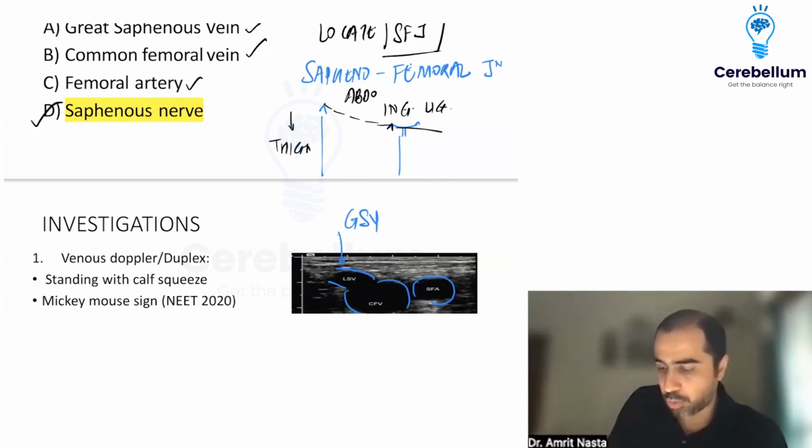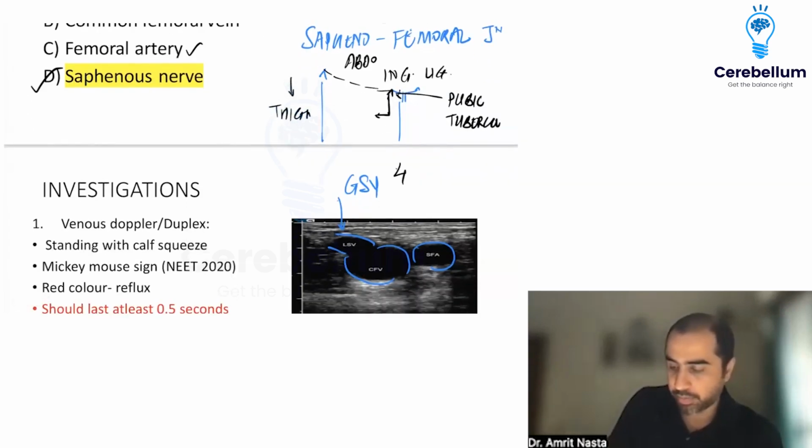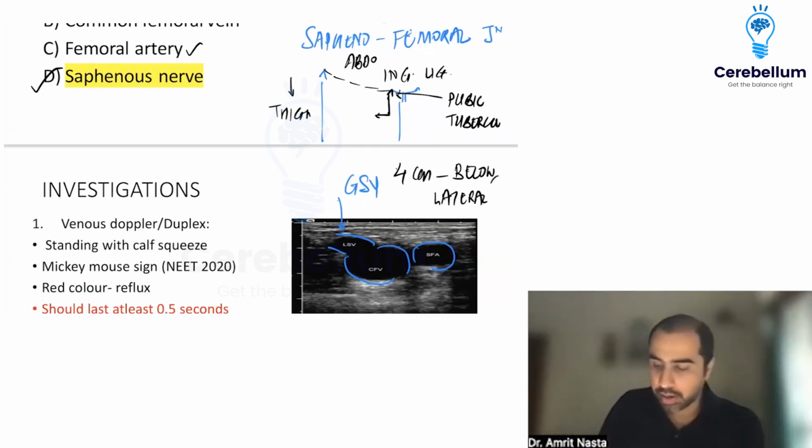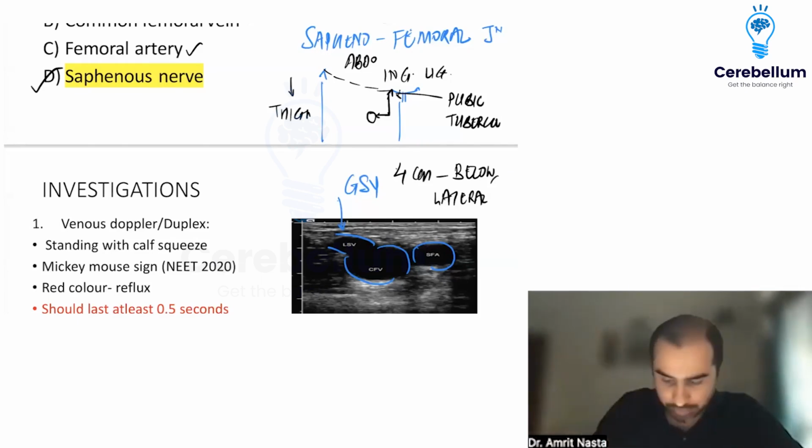This is the pubic tubercle. And you have to go 4 centimeters inferolateral, 4 centimeters below and lateral, approximately, to the pubic tubercle. That is where, over here somewhere, the saphenofemoral junction is going to be, approximately. In you and me, that is where it will be. So don't say groin, don't say thigh. 4 centimeters inferolateral to the pubic tubercle, right?